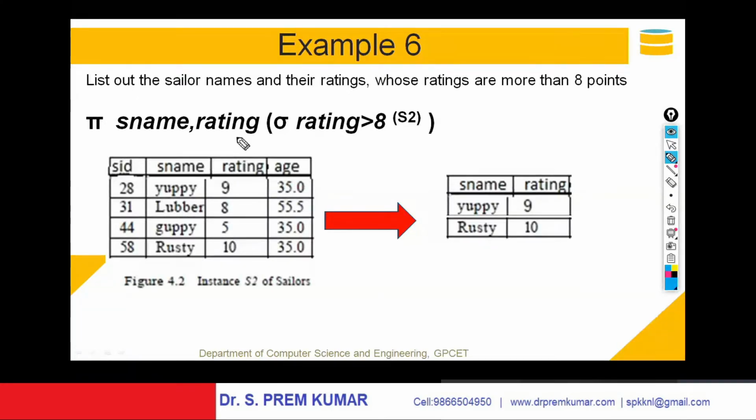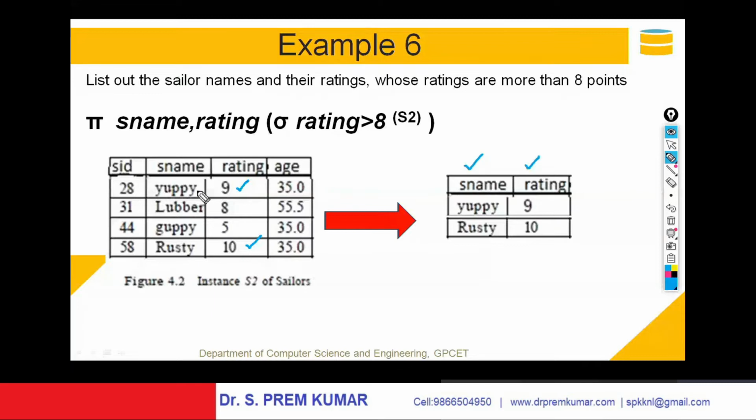Project name and rating. In the final output, I should get only names and ratings. Of whom? Select rating greater than 8. That is, for UP the rating is greater than 8, for Rusty the rating is greater than 8, and hence you get only their names and ratings.